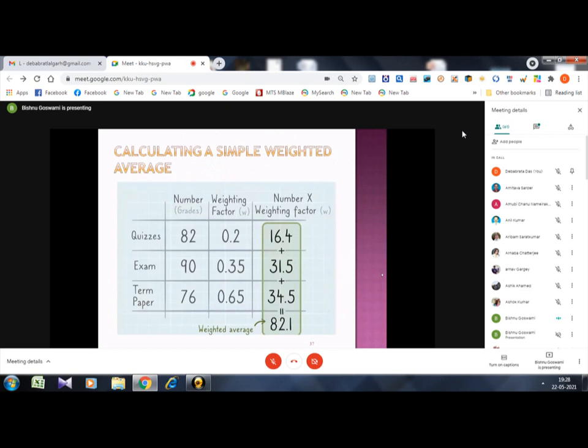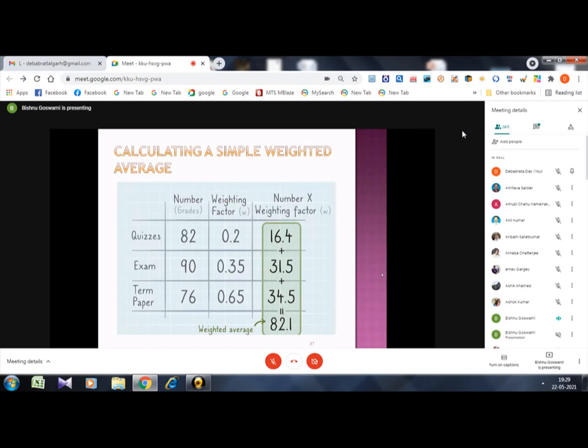And in statistics, we have this calculation of weighted averages, and this is an example of how these weighted averages are being done. So let's say we have an exam, and from quizzes we get 82 out of 100, and from the exam itself we get 90 out of 100. There is a weighting factor which we decide, and we multiply these two terms to find out the weighted average of each individual item.